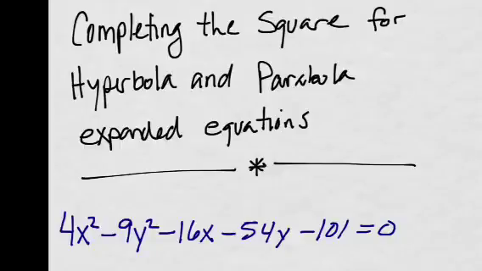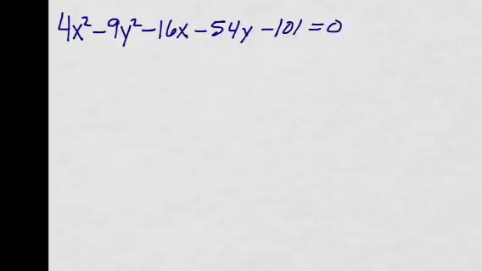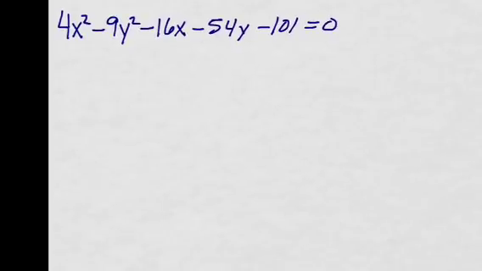We're going to complete the square again, in the context of taking an expanded equation for a hyperbola or a parabola. Expanded out, it's not really useful. You can't really tell anything about whatever the shape is. So we're going to do completing the square to get it into a form that we can analyze and make use of. All right.